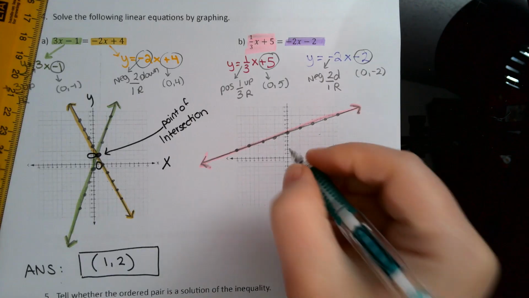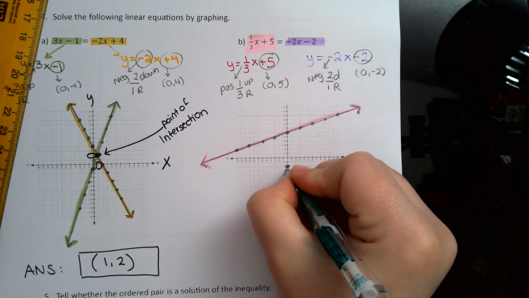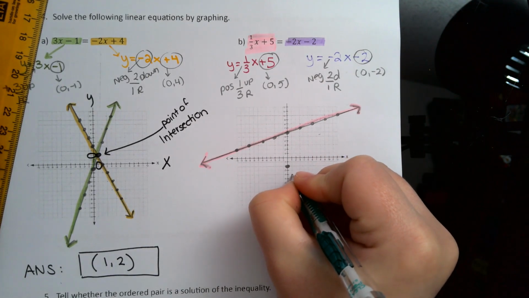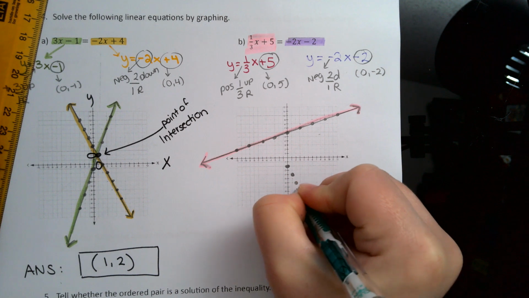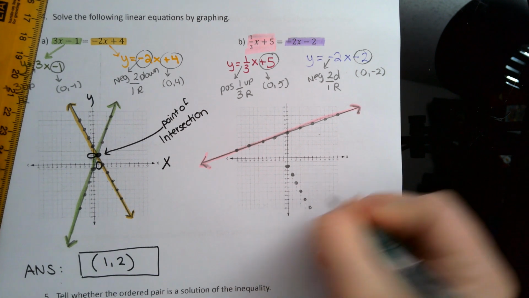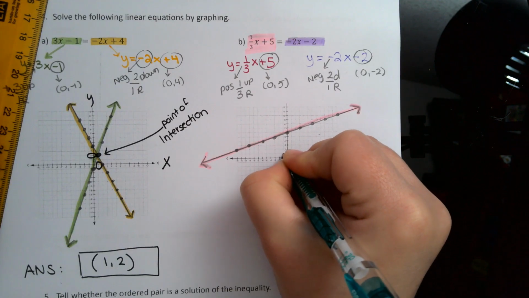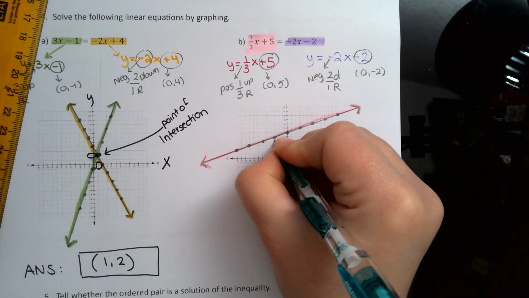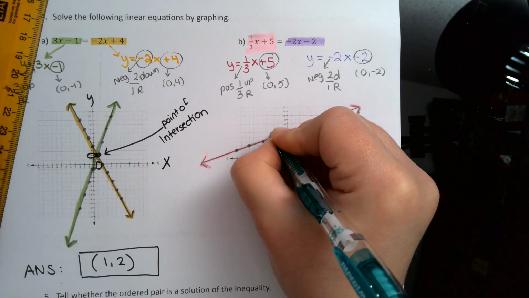And we're starting at -2. Here's -2. We're going to go down 2, and to the right 1, down 2, right 1, repeating, and then the other side.